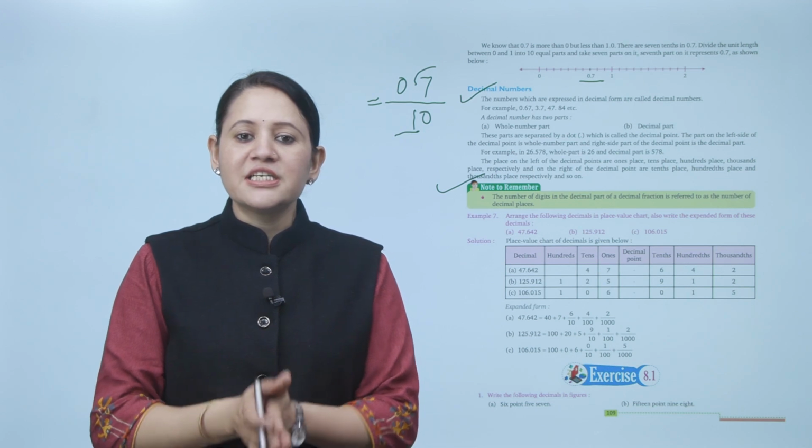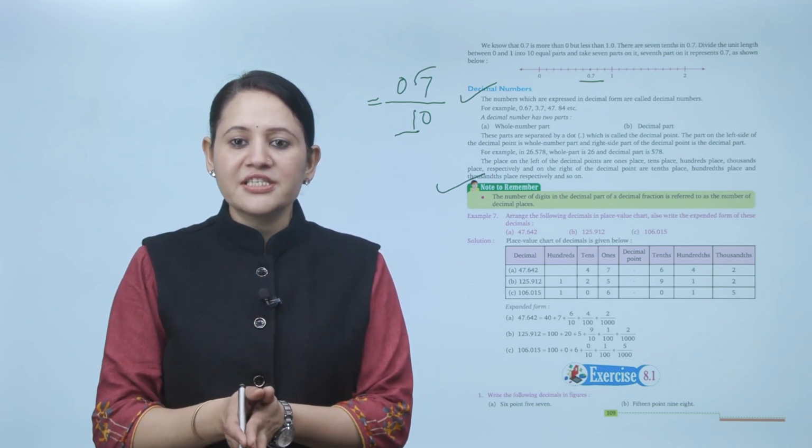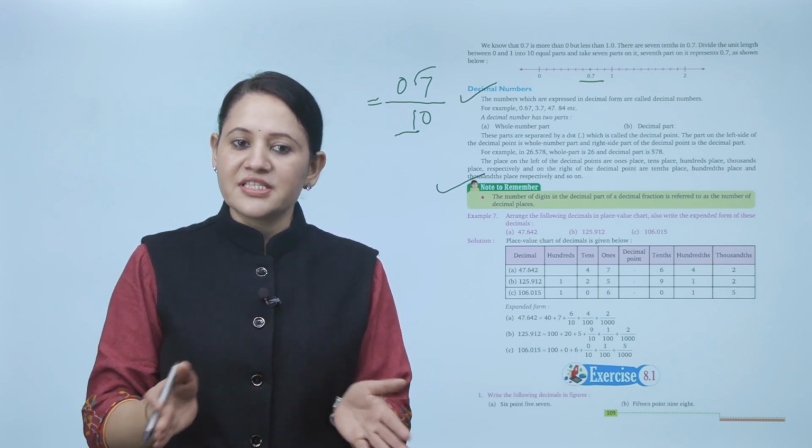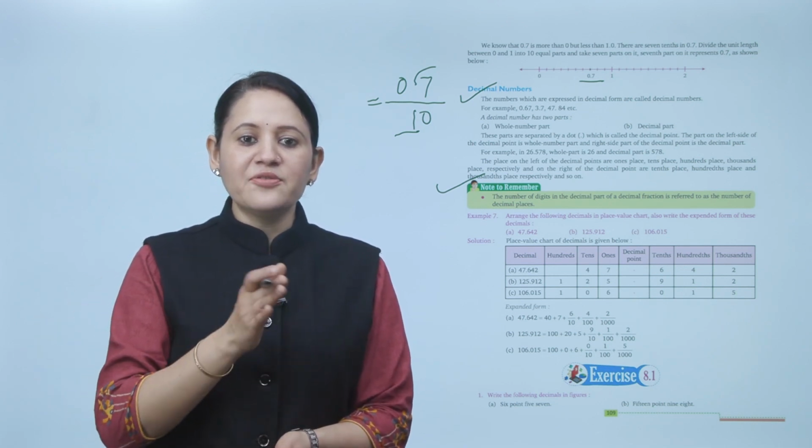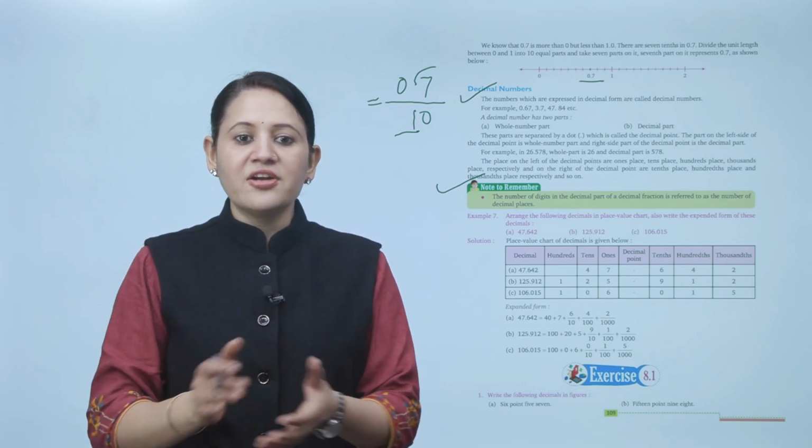The number of digits in the decimal part of the decimal fraction is referred to as the number of decimal places. Means after the decimal, how many digits are there, that will represent the decimal places. Now I'll take an example.